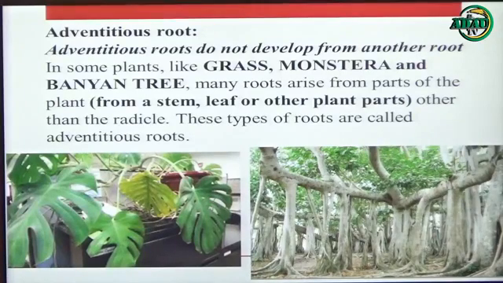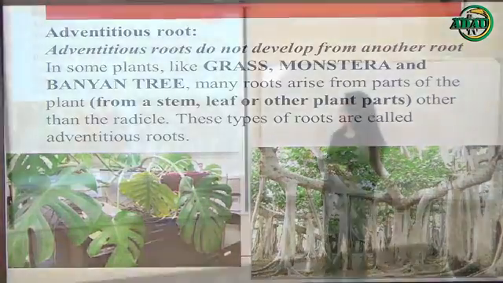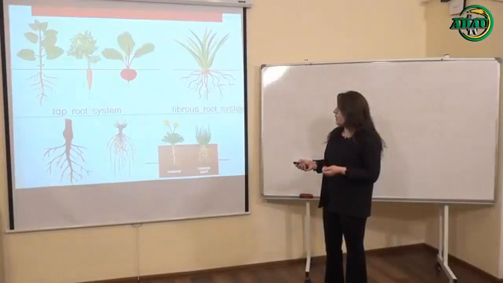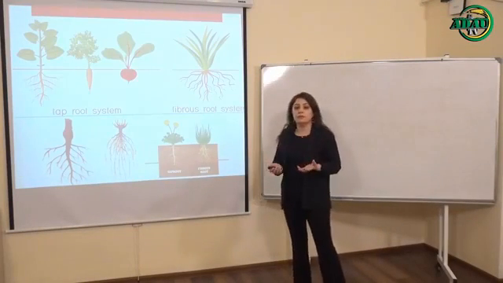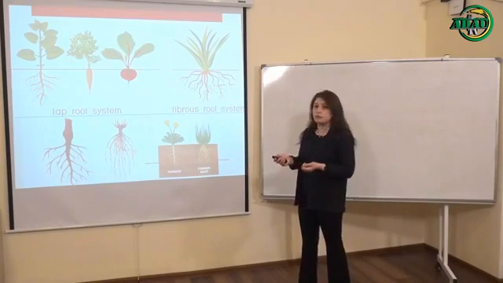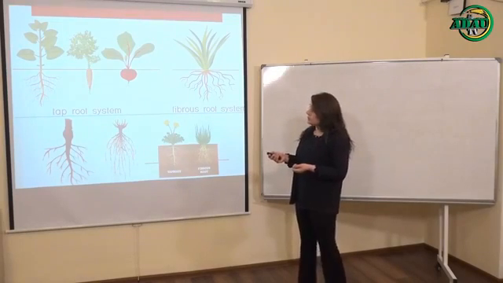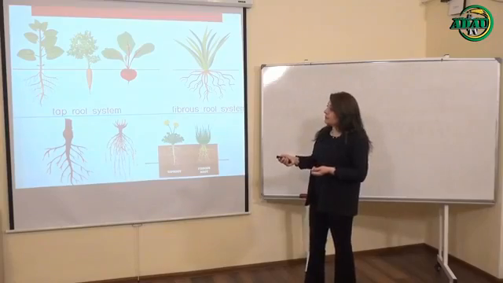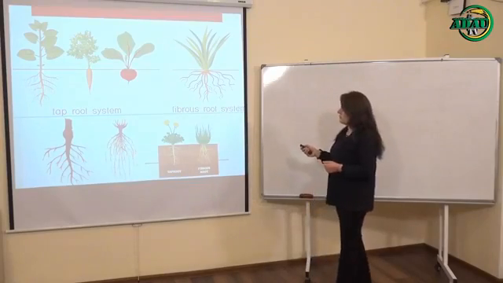Many roots arise from parts of the plant, for example, from the stem, from the leaf or other plant parts other than the radicle. These types of roots are called adventitious roots. All roots of the plant body together constitute a root system. And there are two types of root system: taproot system and fibrous root system.